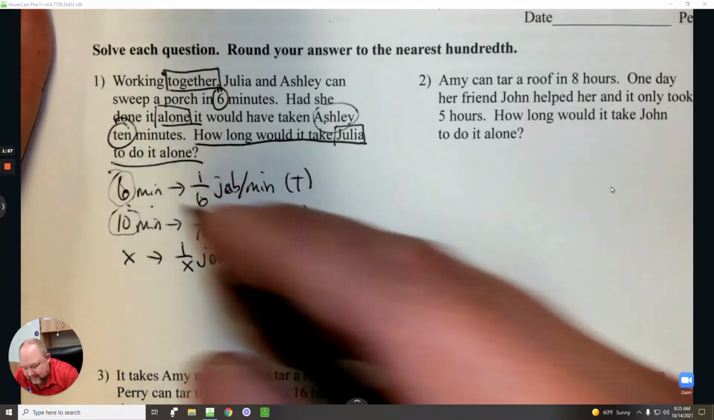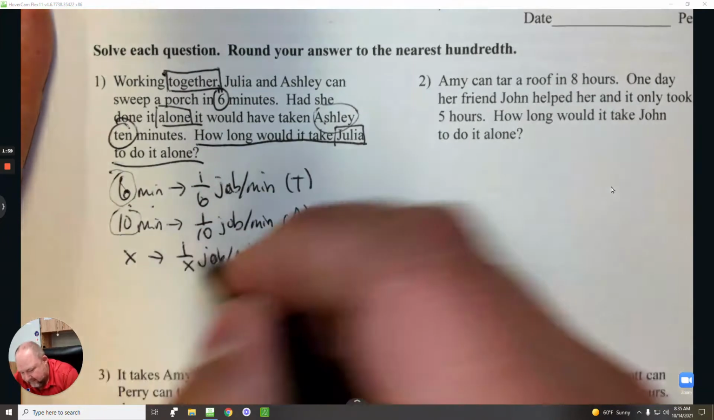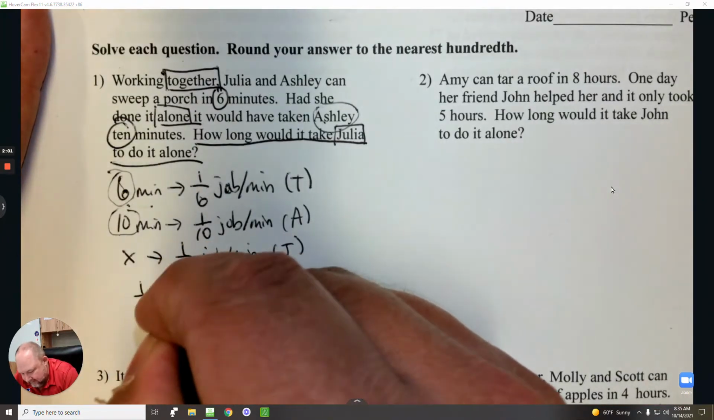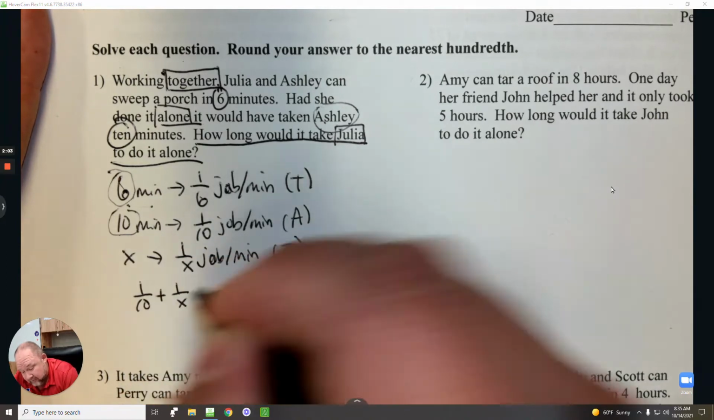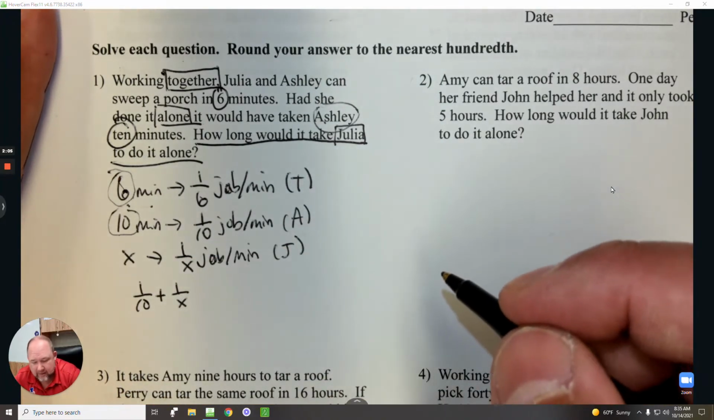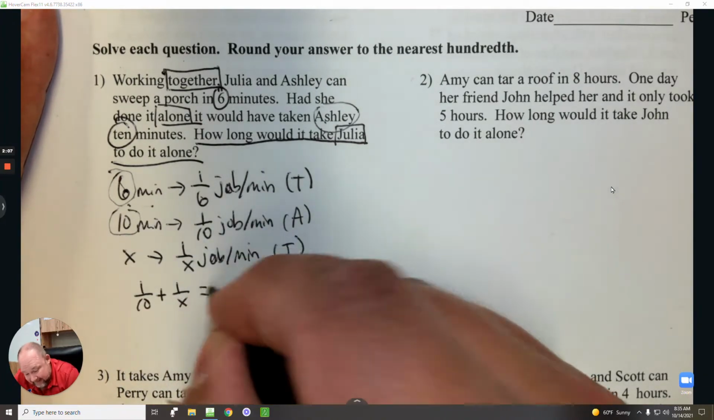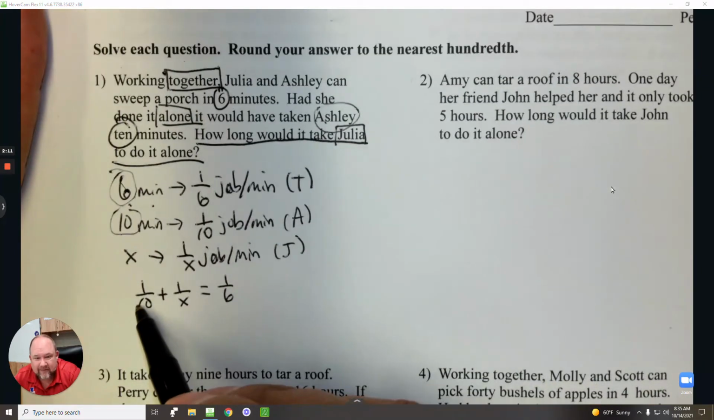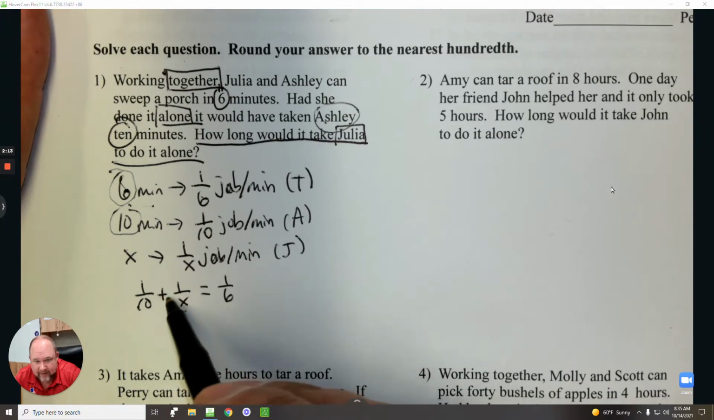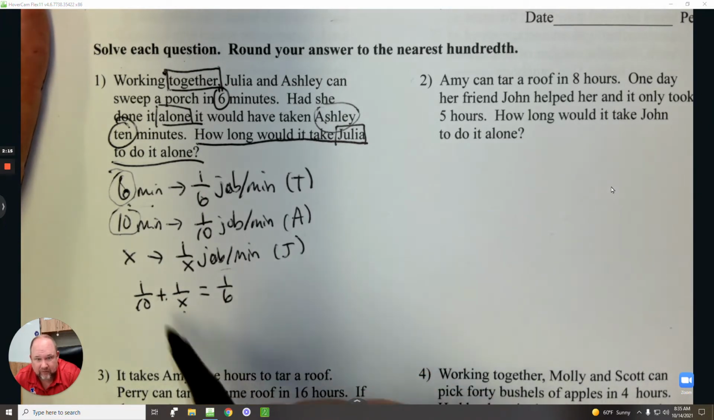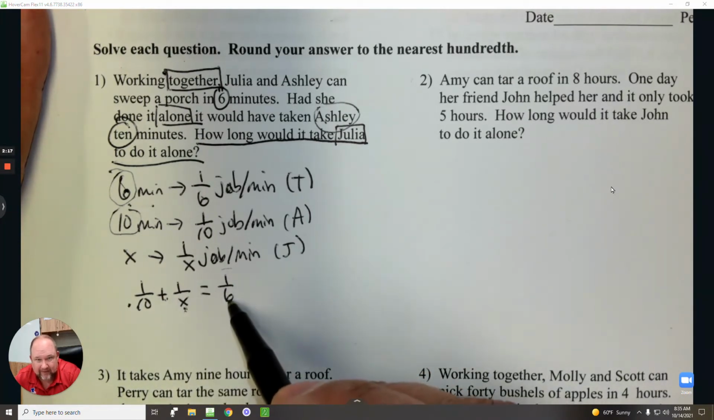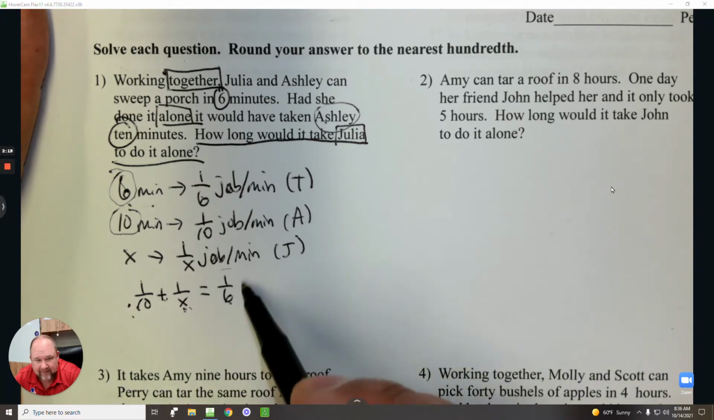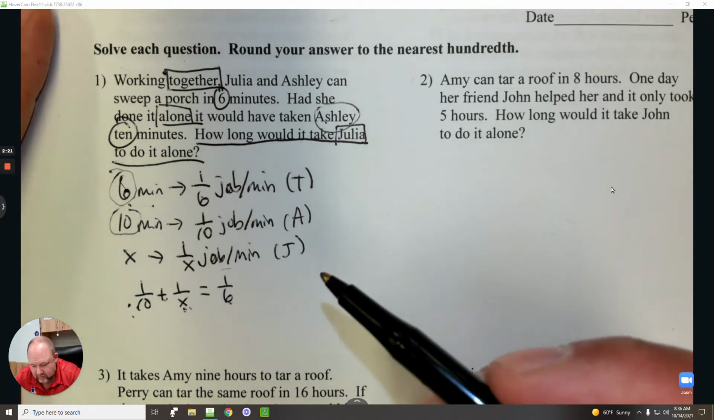So if we break it down, we have Ashley take the rate. What I don't know, which is Julia, take the rate. And then together will give me the answer, which is 1/6. So I take the rate individually, add them up, and that's together what the rate is. So it's rate plus rate equals rate. So alone, alone, and then together. That's the structure of it.